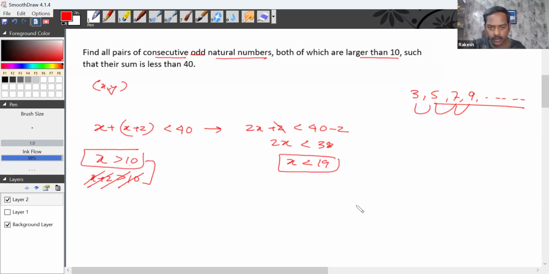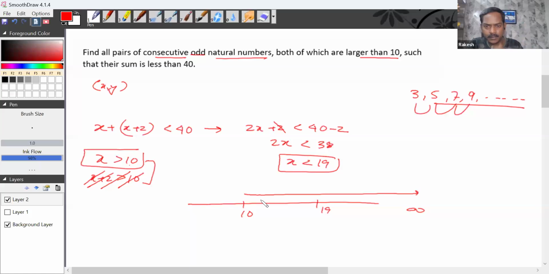Let us plot them on a number line. So here it would be 10, here it would be 19 for sure, right? So can I say x greater than 10 means till infinity, not exactly 10, but any number which is greater than 10 till infinity is part of the solution. Here less than 19 is this one. So can I say the answer must lie between 10 and 19? It should be greater than 10, but it should be less than 19. So what is the first odd number which comes to our mind when it is greater than 10? 11. So 11 is a part of the solution.